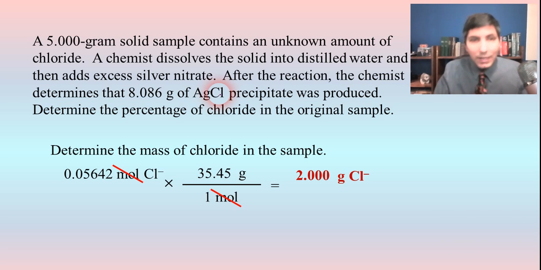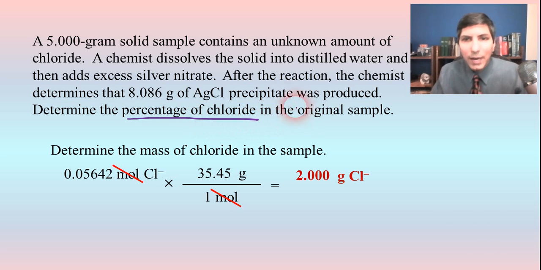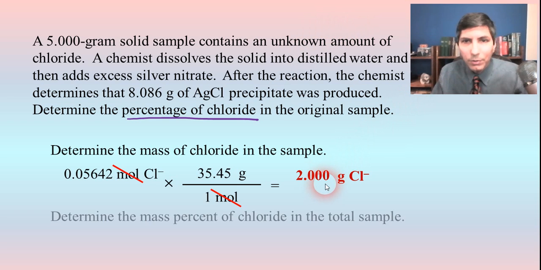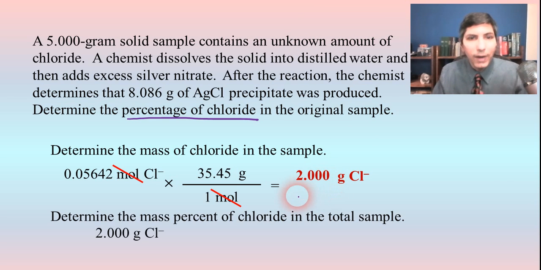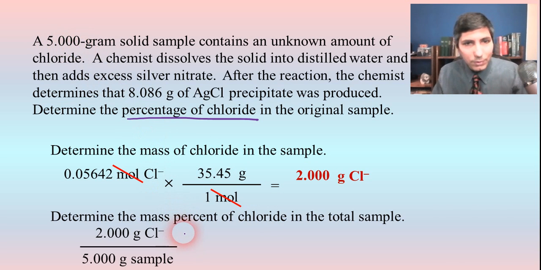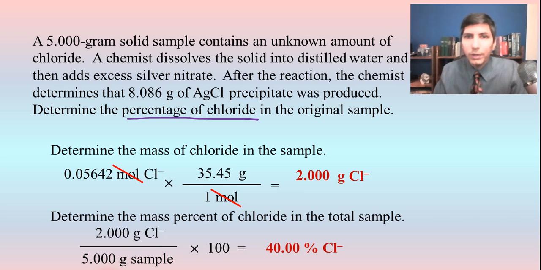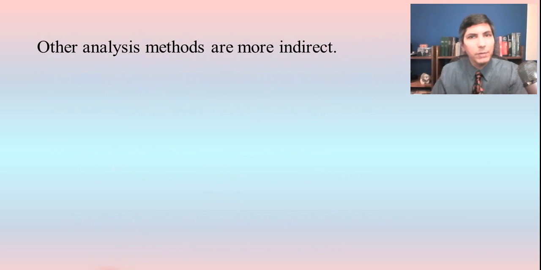Now, the question says, determine the percentage of chloride. So that means we take the grams of chloride in the sample, the 2 grams, and divide that by the total mass, which was 5 grams total sample. We, of course, multiply that by 100 to change it to a percent, and we find that the mass percent is 40.00% chloride. So that is how you do a gravimetric analysis problem. It's just stoichiometry. You do need to have a balanced equation, a balanced net ionic equation, but beyond that it is just stoichiometry. That's all that gravimetric analysis is.